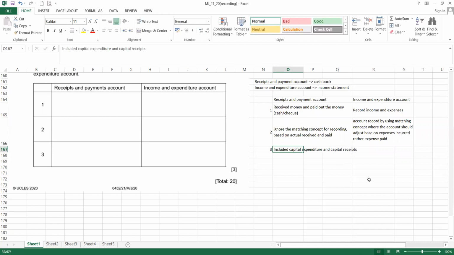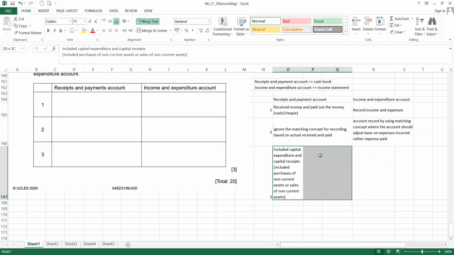Okay, this is what I mean, I put in here: included the purchase of non-current asset or sales of non-current asset. So there is one of the points you can talk about.